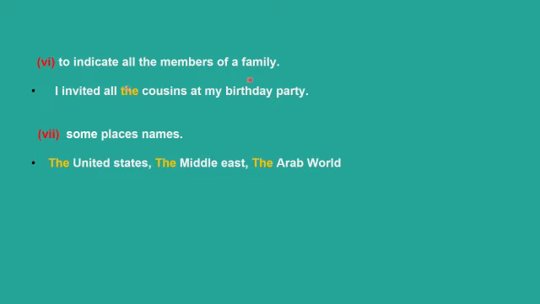Number 6. It is used to indicate all the members of a family. For example, I invited all the cousins to my birthday party. I'm specifying here the cousins. That's why I've used the cousins. Some place names, not all place names. For example, the United States. There are a lot of states in this country. The Middle East, the Arab world. Like Oman is a country in the Middle East. We don't use the with Oman. The Pakistan is wrong. The Iran is wrong.